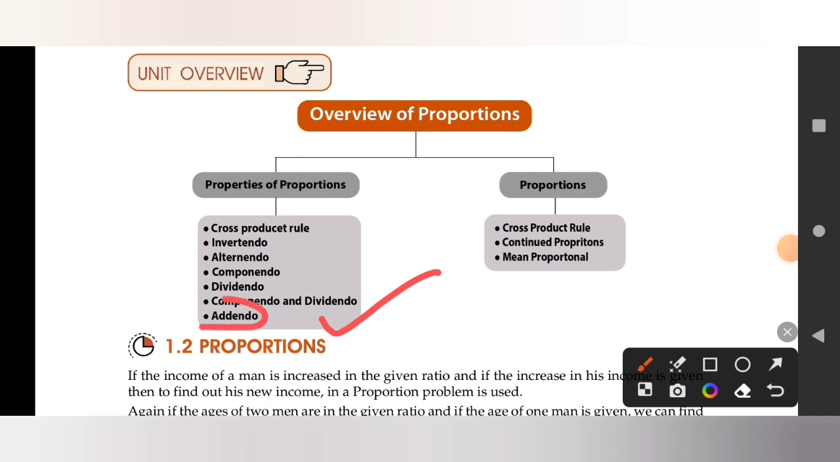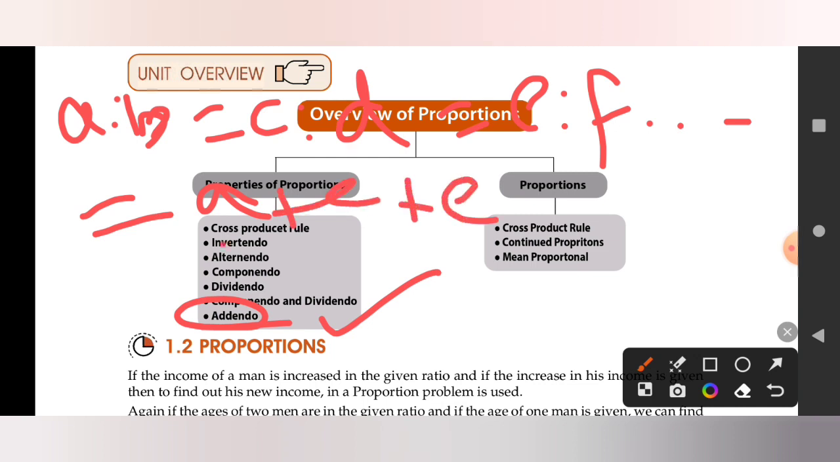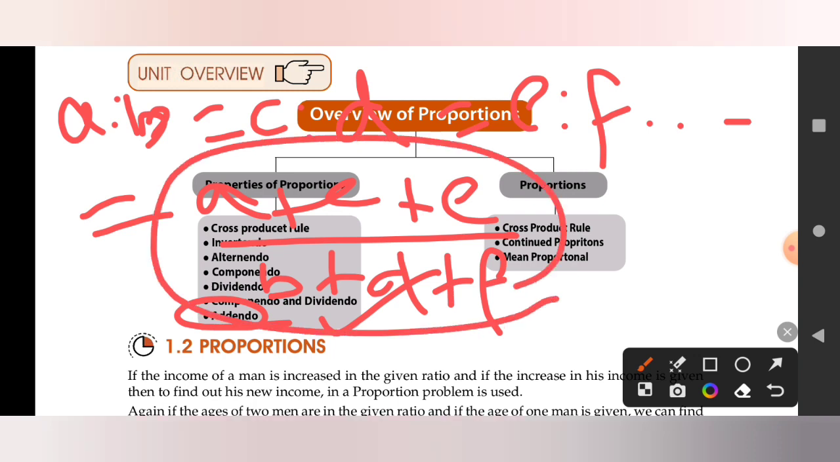So what is addendo then? When two or more ratios are equal to each other, A is to B is equal to C is to D is equal to E is to F, etc., which are all equal to A plus C plus E divided by B plus D plus F. This is an important property.